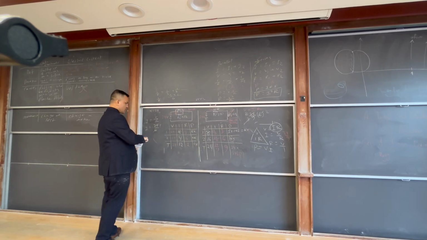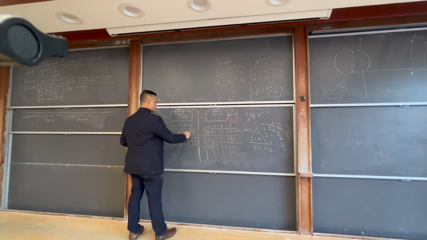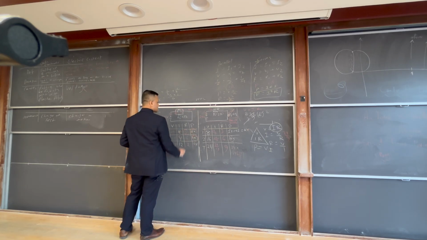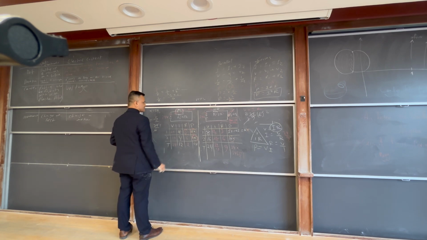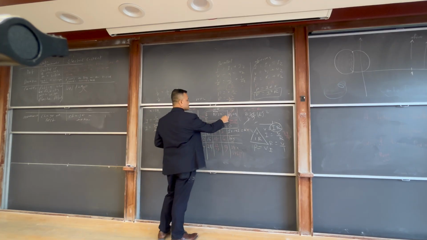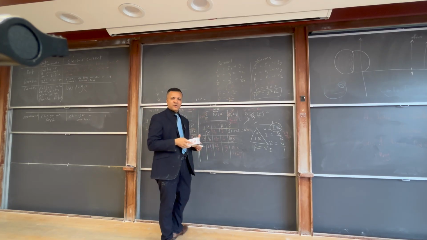Now, what do you observe? You observe that this one is twice as great as that one. The bulb with resistance 3 is twice as bright as the bulb with resistance 6. We're going to end over here.